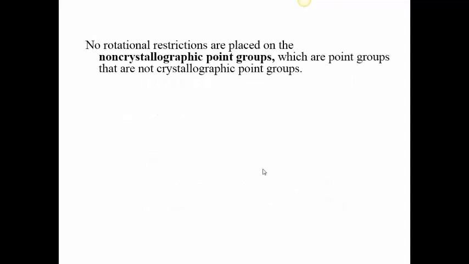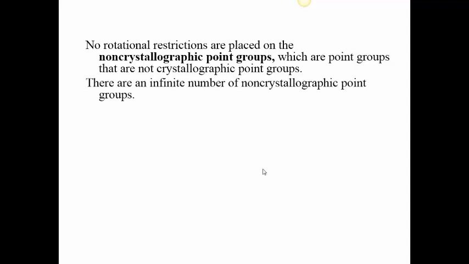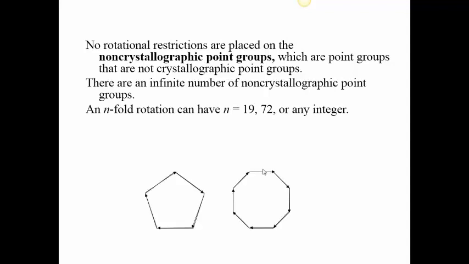However, the other class of point groups are the non-crystallographic point groups, in which no restrictions are placed on the point group. These are not compatible with the crystallographic point groups. There's an infinite number of non-crystallographic point groups. For example, n could be 19 or 72 or 5 or 8 in the figures below.